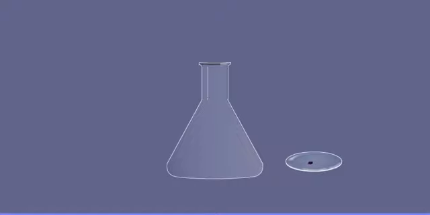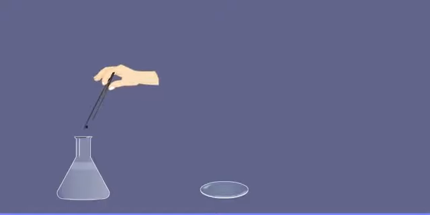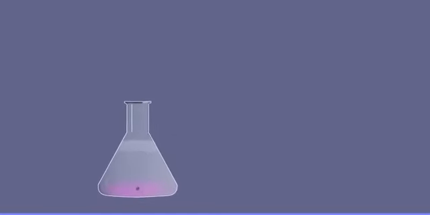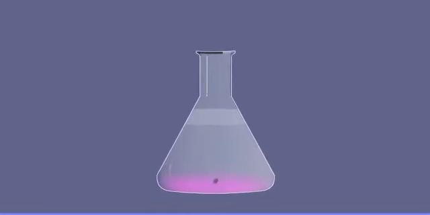This can be done as follows. We take a flask and fill it half with water. A small crystal of potassium permanganate is dropped carefully at the bottom of the flask containing water. This potassium permanganate crystal dissolves slowly and forms a purple-colored solution around itself.